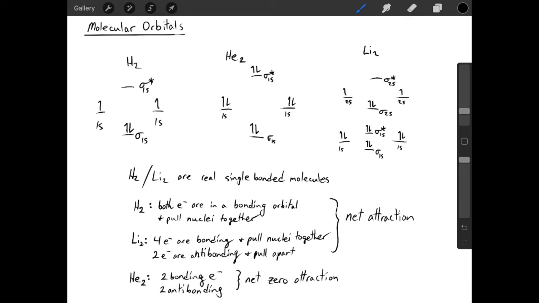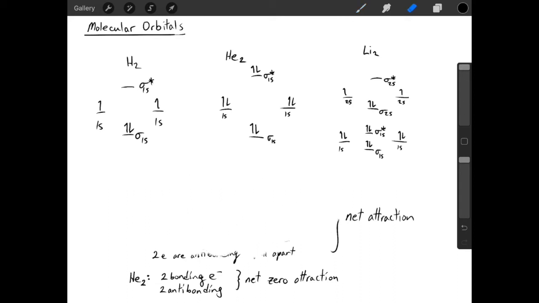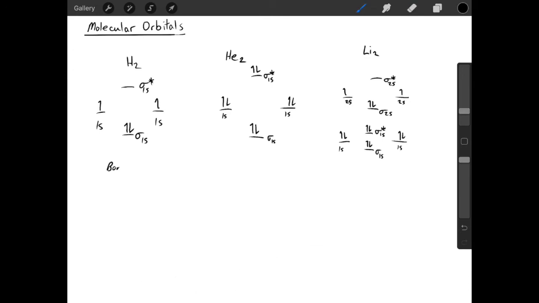And there's actually a mathematical relationship or equation that relates this relative number of bonding and anti-bonding electrons. And that relationship is known as the bond order. So the bond order is 1/2 of the bonding electrons minus the anti-bonding electrons.